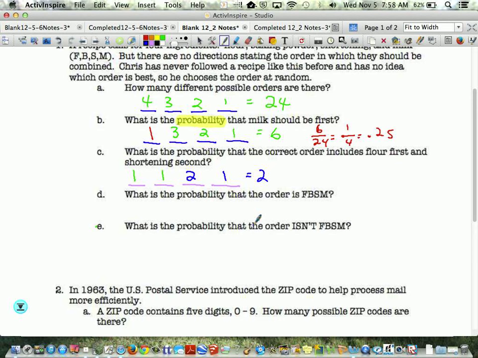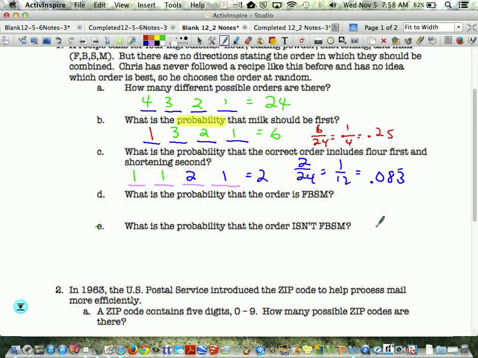But it's probability, so we have to take the 2 over 24, which reduces to 1/12, and 1 divided by 12 is 0.083.